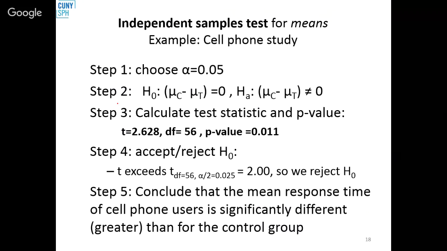Notice that even though my scientific hypothesis here is maybe that cell phone use increases response time, they still use a 2-sided hypothesis test. And I know it's really tempting to use a one-sided hypothesis because you can't imagine how using a cell phone would result in faster response times. But you should resist the urge and just use a 2-sided hypothesis test.